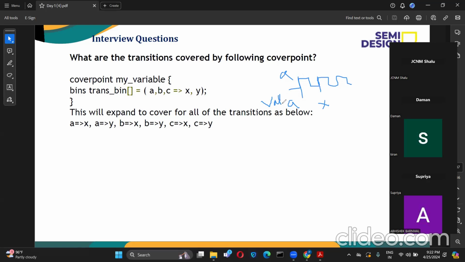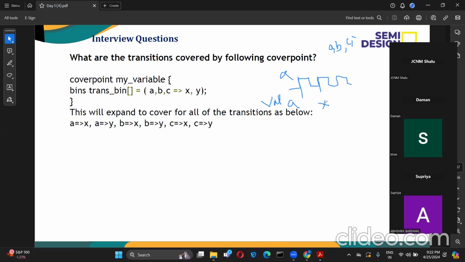Suppose there is a variable called value. This value can take A, B, and then C, X, Y. Like this, it can take some values. So at the first clock cycle, we get a value A. The output of the value is A. And in the next clock cycle, the value is X.